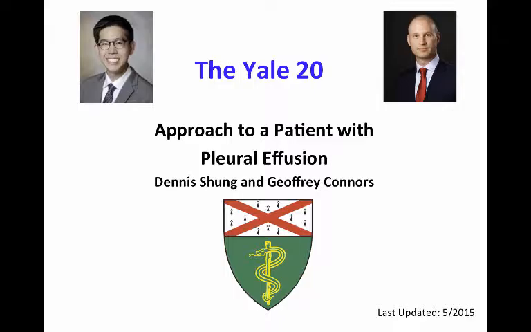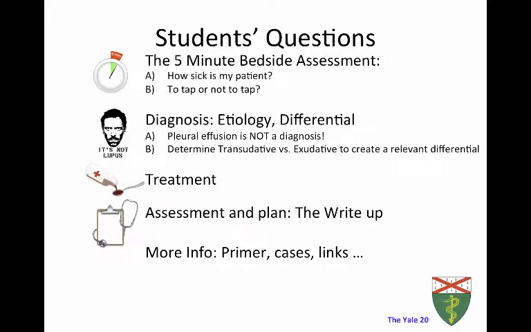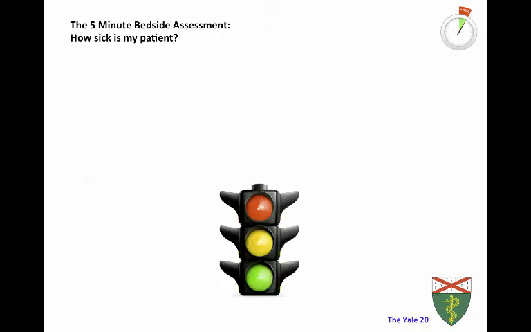And we're going to take you through how to take care of a patient when they come in with a pleural effusion. The way we do things at Yale20 is that we have certain categories that we go through. The first is the 5-minute bedside assessment. When you see a patient and they first come in with this specific problem, how do you assess them very quickly and how do you triage them? Second is the diagnostic workup. Third is treatment plan. And fourth, which is really important to us, is teaching you how to write a good assessment and plan so that you can summarize information, synthesize your clinical reasoning, and also present it in a coherent fashion.